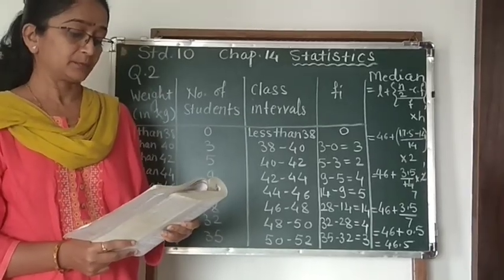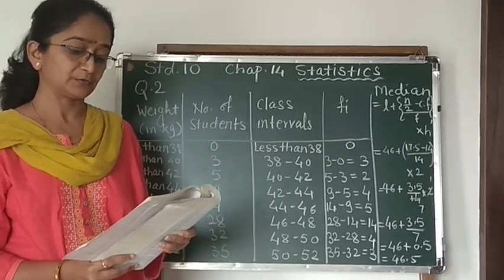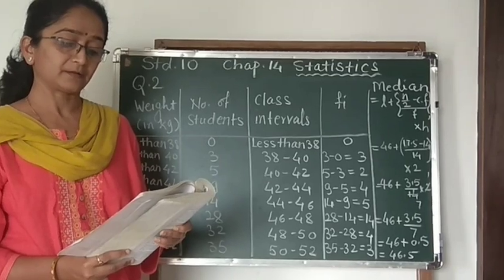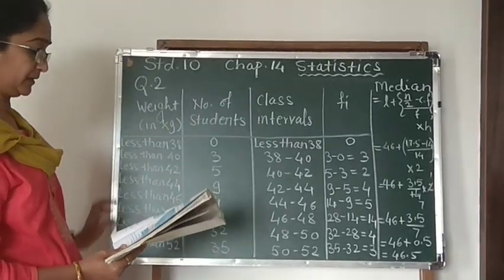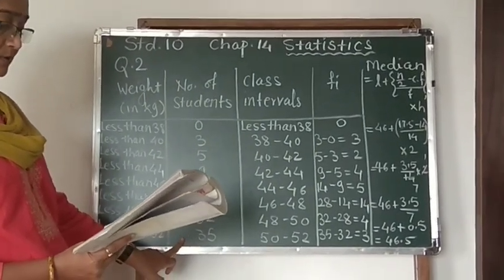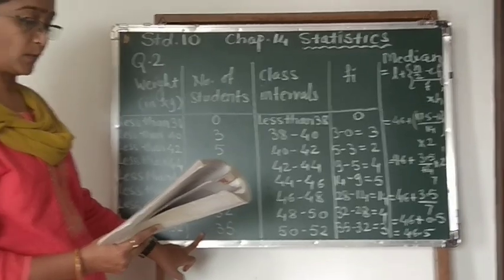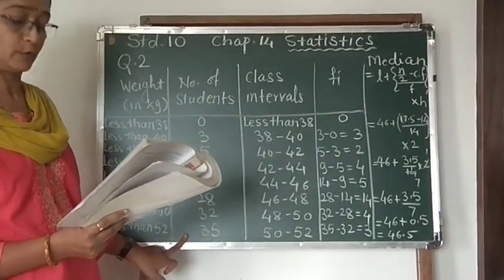Now let us start question number 2. During the medical checkup of 35 students of a class, their weights were recorded as follows. The weights in kg are given here, then the number of students are given here. Draw a less than type ogive for the given data. Hence obtain the median weight from the graph and verify the result by using the formula.